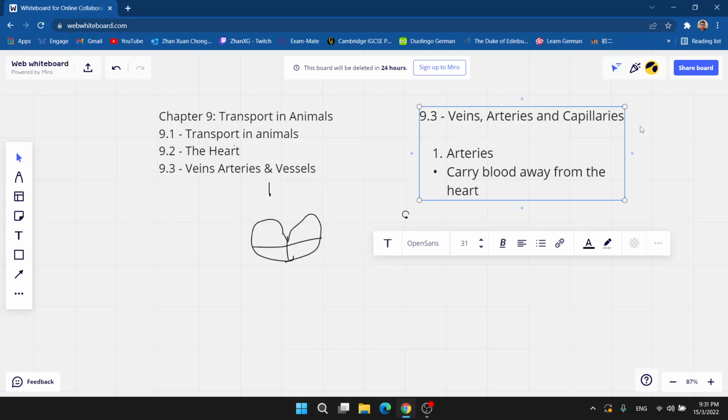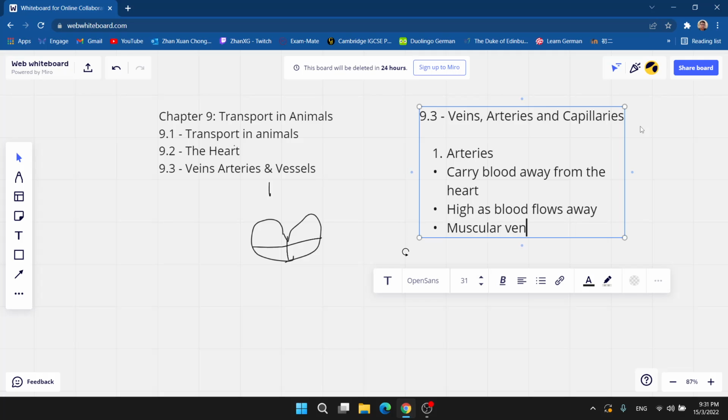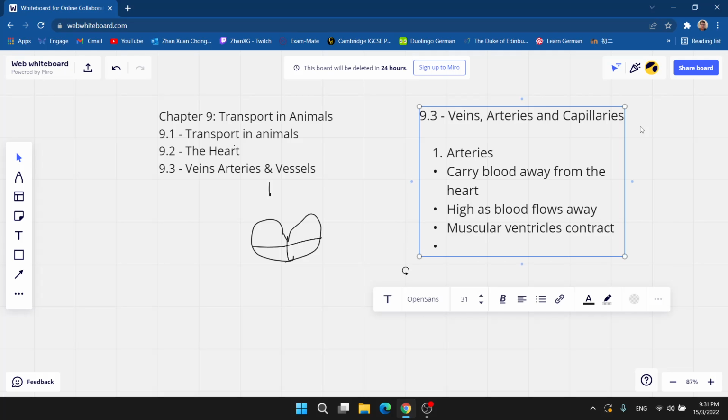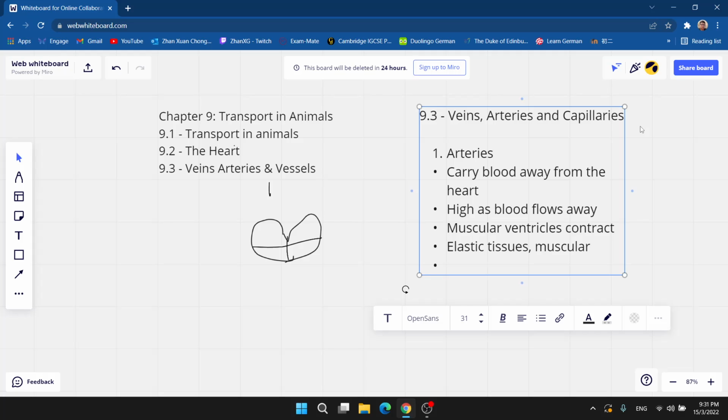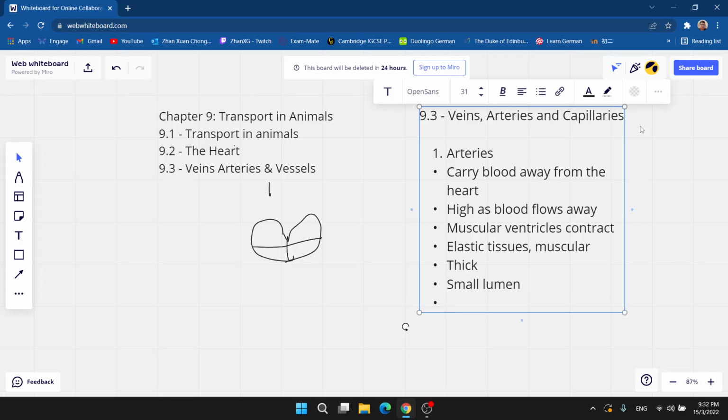It has high pressure as blood flows away from the heart, and this is when the muscular ventricles contract. The wall structure of the arteries is made of elastic tissue and is muscular. The thickness is pretty thick. The internal diameter of the arteries has a small lumen, and there are no valves in the arteries.